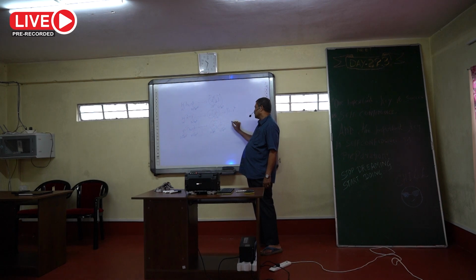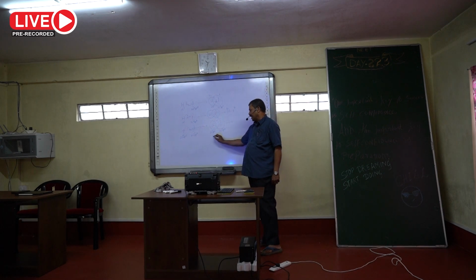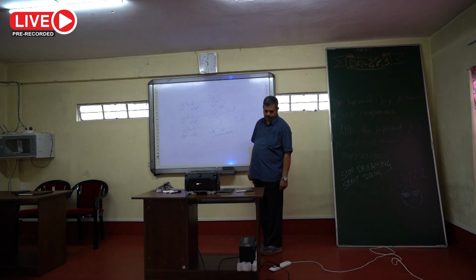So after that, formation of fluorine chloride. Fluorine chloride. The bond formed between them: fluorine will have delta negative, chlorine will have delta positive.